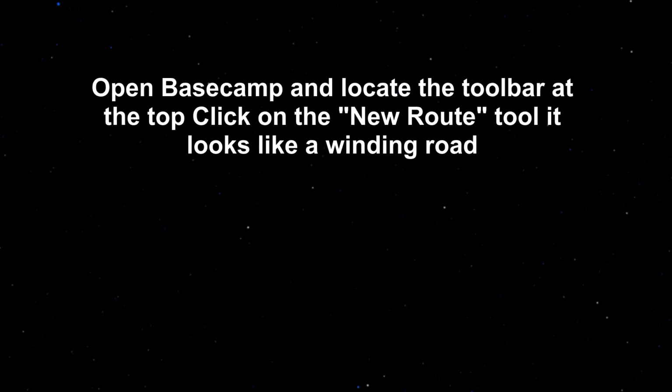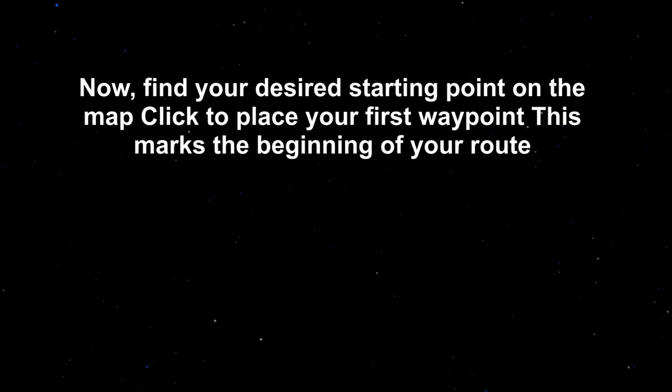Open Basecamp and locate the toolbar at the top. Click on the new route tool. It looks like a winding road. Now, find your desired starting point on the map. Click to place your first waypoint. This marks the beginning of your route.